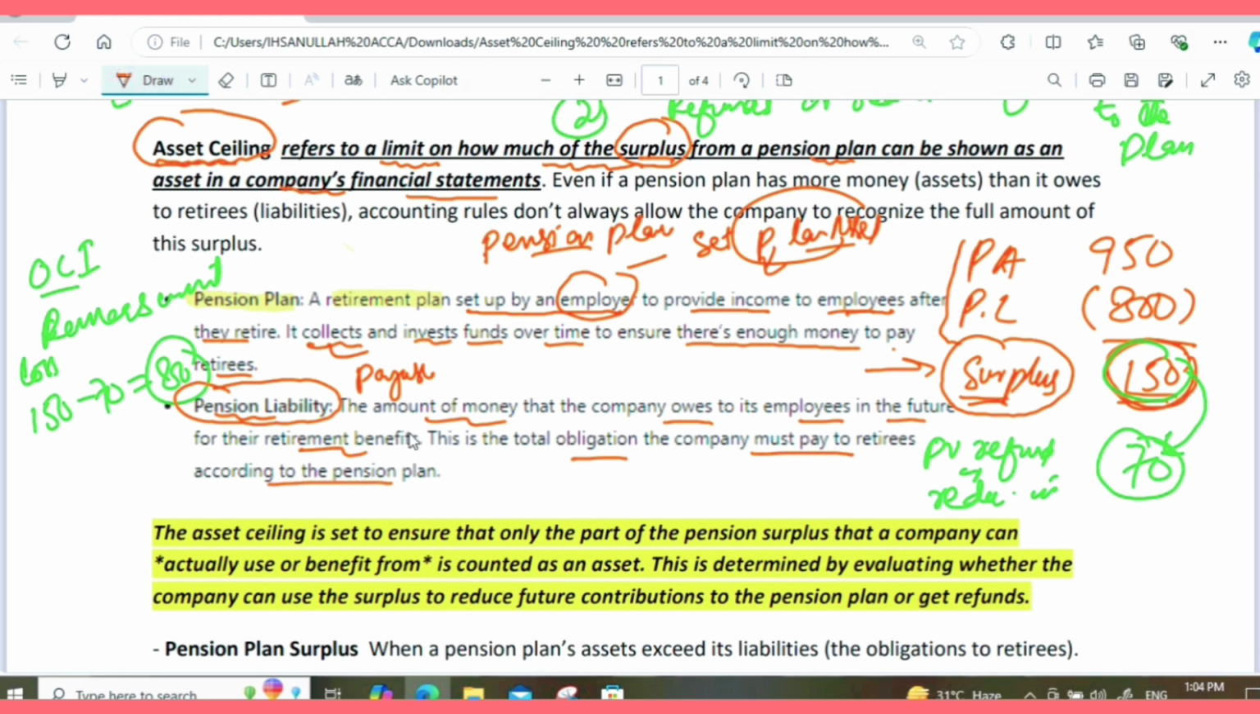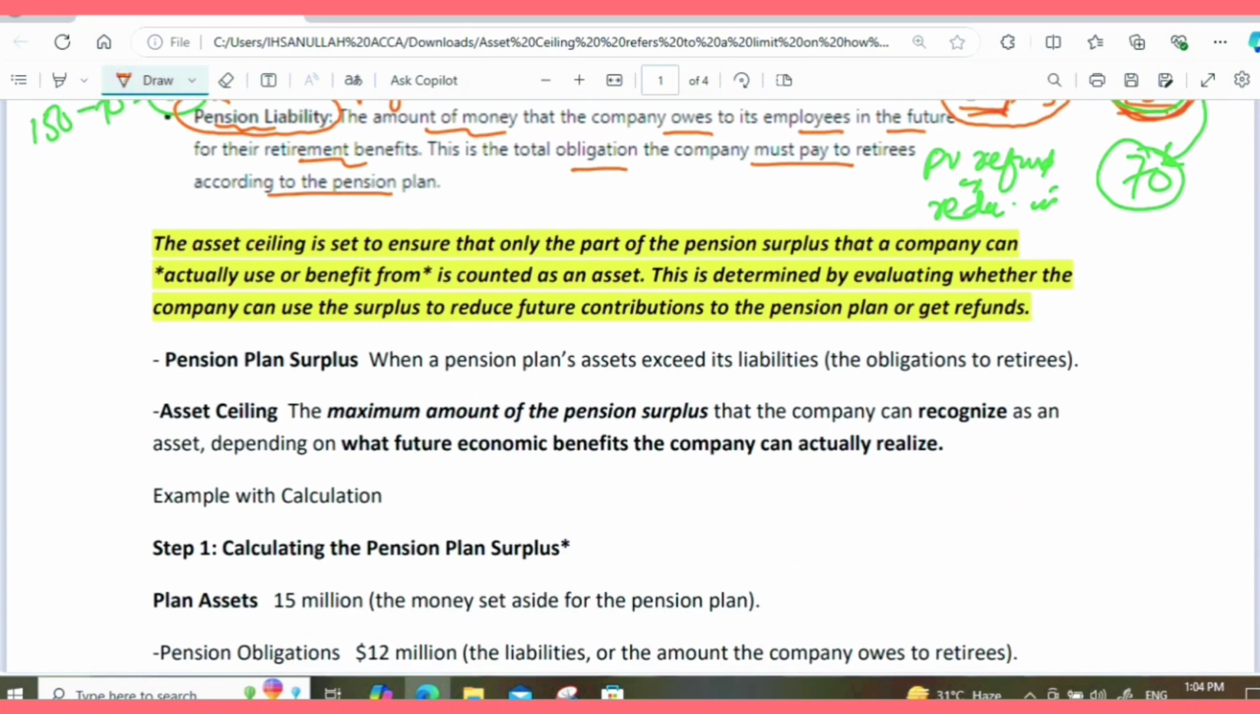Now let's move on. We have already done with the asset ceiling. What is the purpose of asset ceiling? Why do we apply this? This is to ensure that only the part of the pension surplus that a company can actually use or benefit from is accounted as an asset.